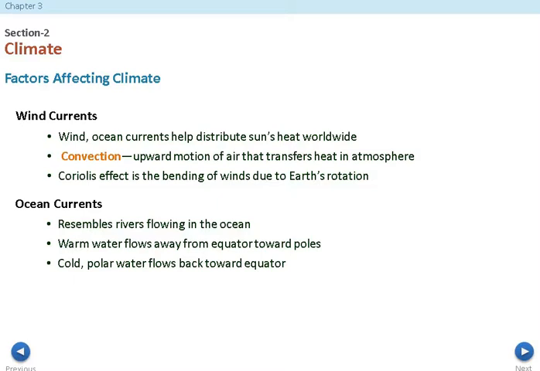Now there are also ocean currents, and this resembles rivers flowing in the ocean. Warm water flows away from the equator towards the poles. Cold polar water flows back towards the equator. If you look at a drawing here, this would be the area near the equator. The sun, and of course we have to draw him with a smiley face, has its rays come down and hit this water right here.